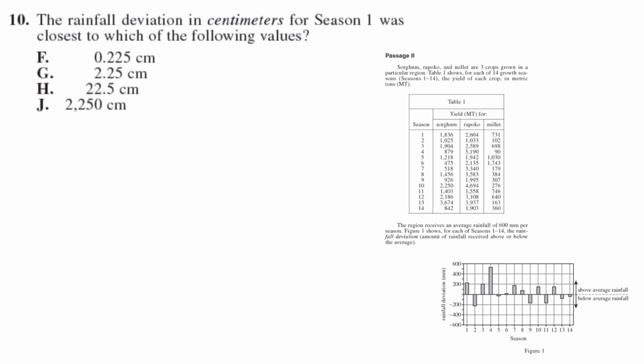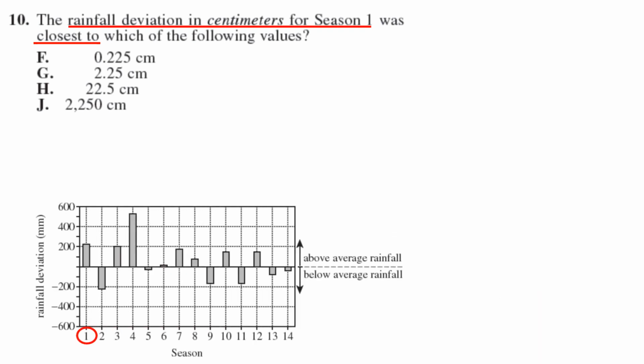Number 10, the rainfall deviation in centimeters for season 1 is closest to which of the following values? So season 1, let's make this bigger, and this is in millimeters, right? And it really doesn't matter. We didn't have to look here because all the numbers are the same, 225. So all we have to know is really how to convert centimeters to millimeters.